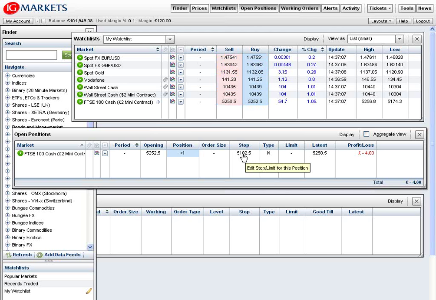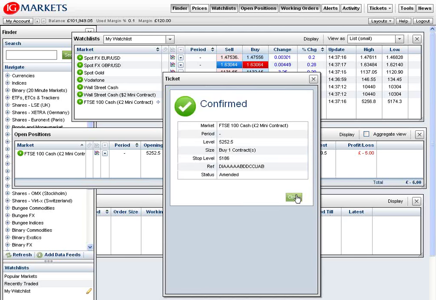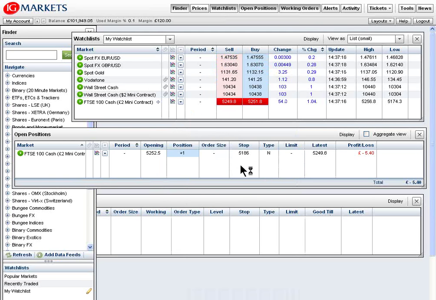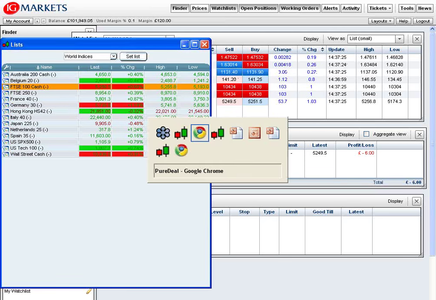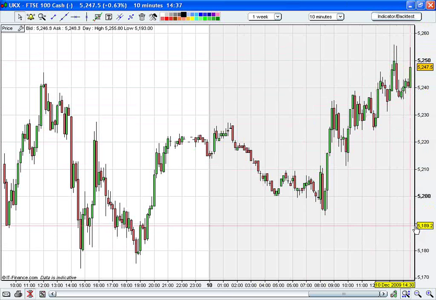If I just click on the stop level in Pure Deal and set that now at 51.86, which is where I said, wasn't it? Put that in there, click on submit, that's it, my stop is edited. So now I can go off and do something far more productive instead of sitting here and watching the FTSE go up a bit, down a bit, up a bit all day long, safe in the knowledge that if the market does turn and sells off through these lows, then I will come out of that trade for a small manageable loss at 51.90.